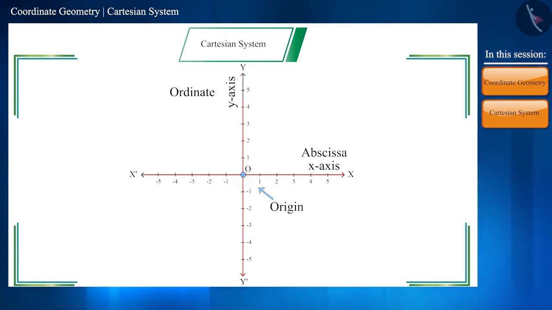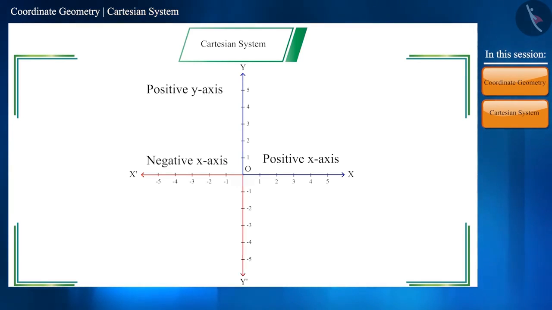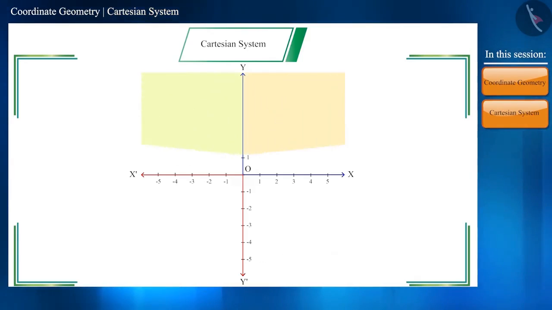The x-axis to the right of 0 is called the positive x-axis, and the x-axis to the left of 0 is called negative x-axis. Similarly, the upper part of 0 is positive y-axis, and the lower one is negative y-axis. These x and y-axis divide the plane into 4 parts. These parts are called quadrants. These are named in the anti-clockwise direction as follows.